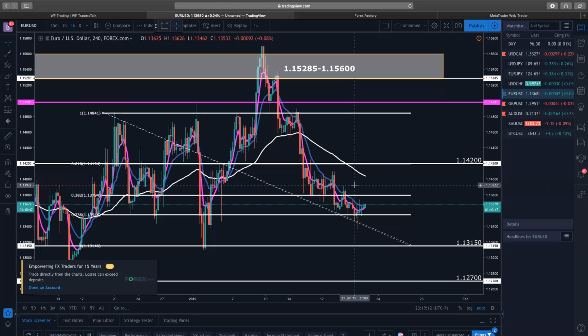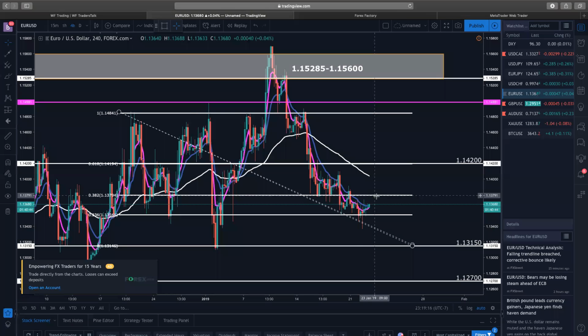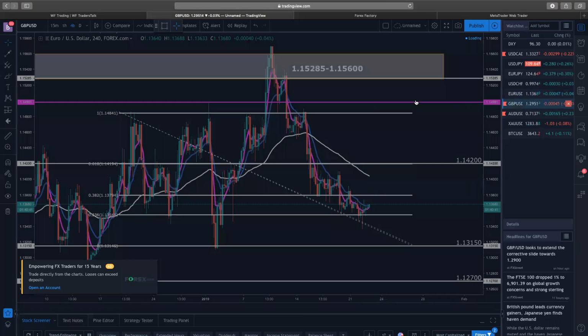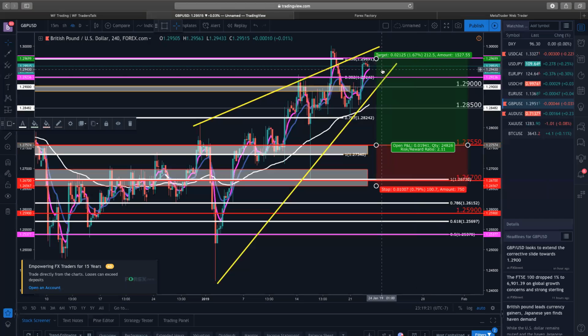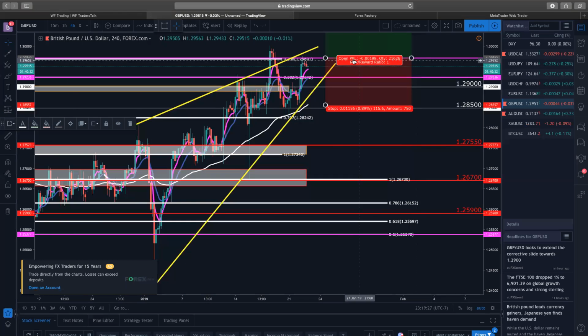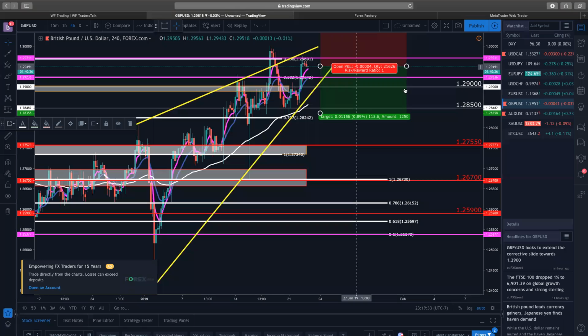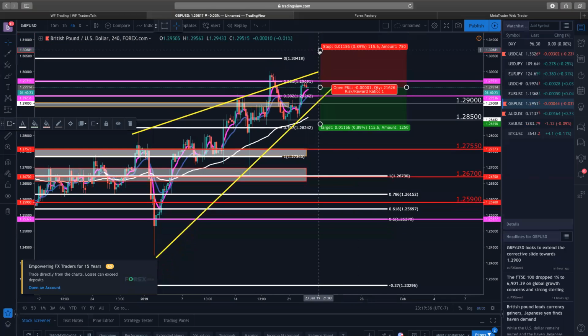So EURUSD, the sell does not look that clear, but GBPUSD, however, I'm definitely looking for the sell. Once again, I'm already in the sell. So let me show you guys my trade that I'm taking on GBPUSD. This is one that you guys could take too.